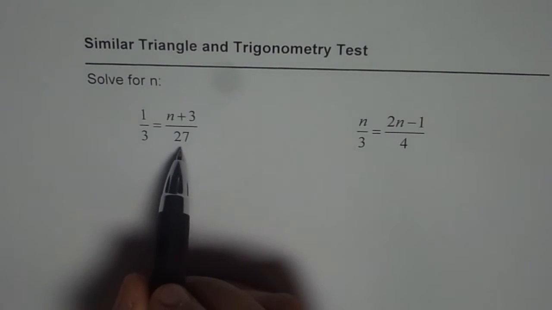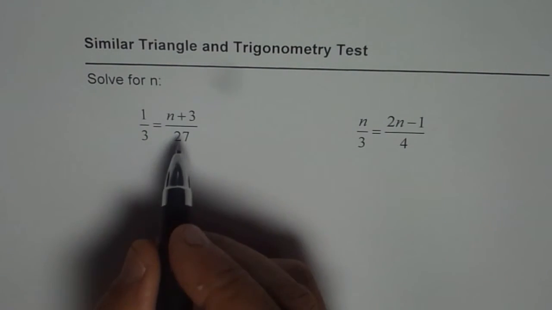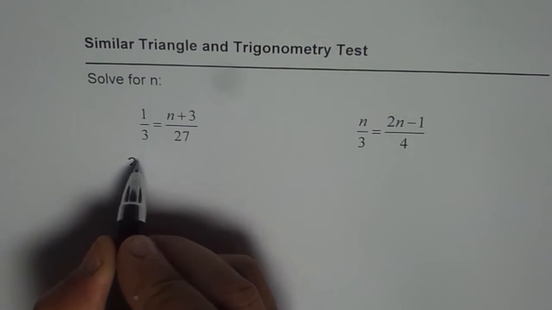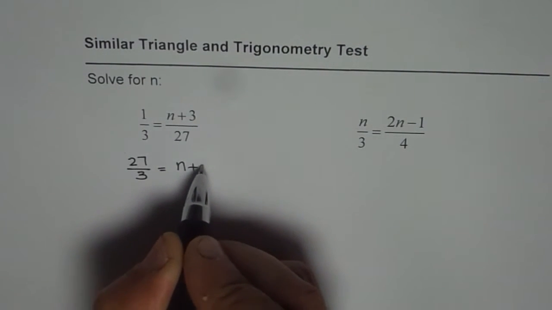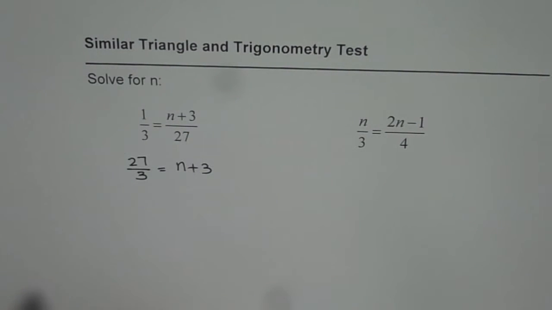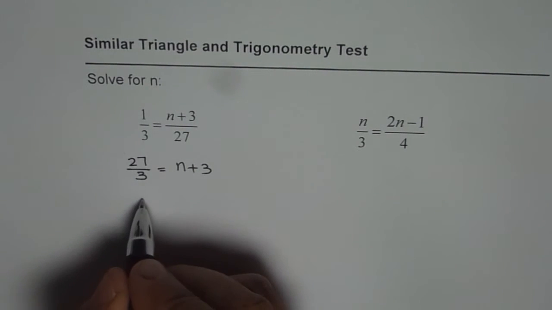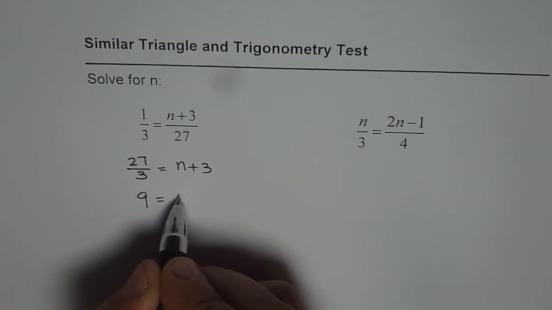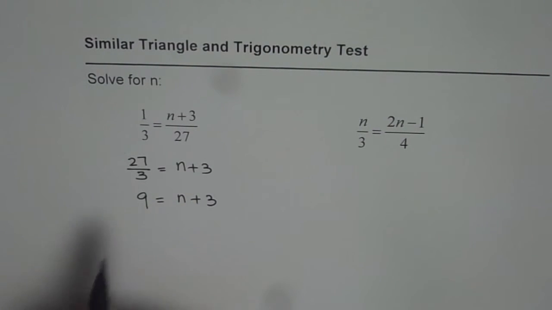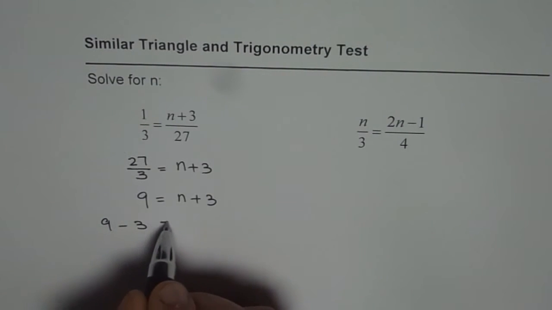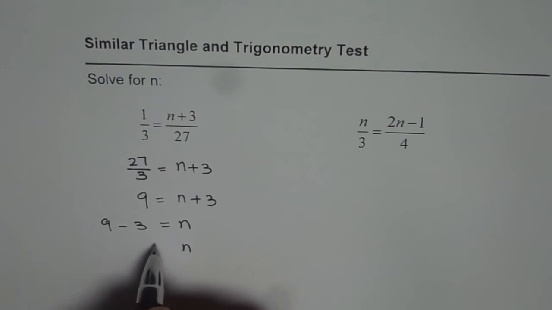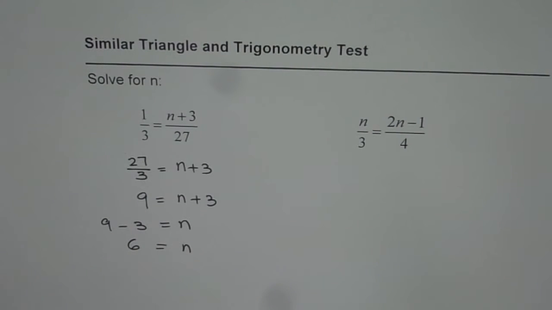Well, in this particular case, since 27 is a product of 3, we can simplify it and write 27 over 3 equals n plus 3, right? Multiplying both sides by 27. 27 divided by 3 is 9, so 9 equals n plus 3. And now we can take away 3 from both sides. So 9 minus 3 is equal to n, or we can say n equals 6. So that is how we can solve the first ratio.